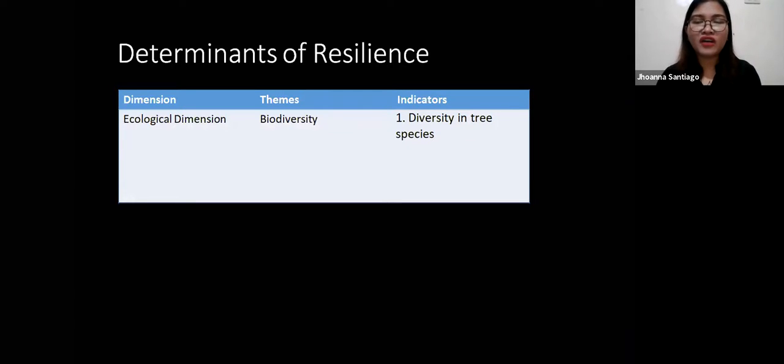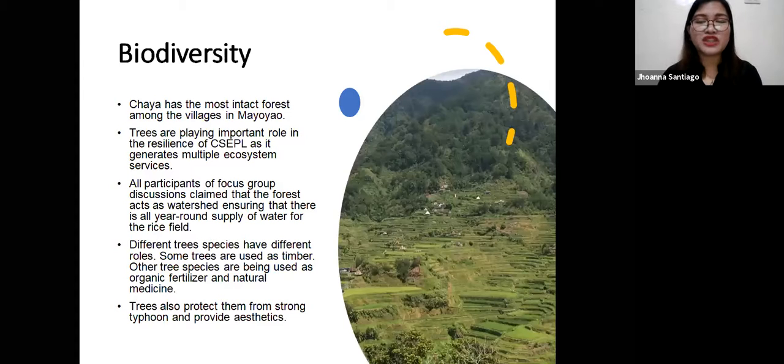So I've discussed the themes under the socio-cultural dimension, and another dimension is the ecological dimension, which is biodiversity. And there is only one indicator here, the diversity in tree species. Earlier I mentioned the penutrue or woodlot and its essential function, and biodiversity is really helpful as a resilience building strategy in Chaya. So trees play an important role in resilience, and they also act as watershed and source of timber, organic fertilizer, and natural medicine. They also protect them from strong typhoons and provide aesthetics.